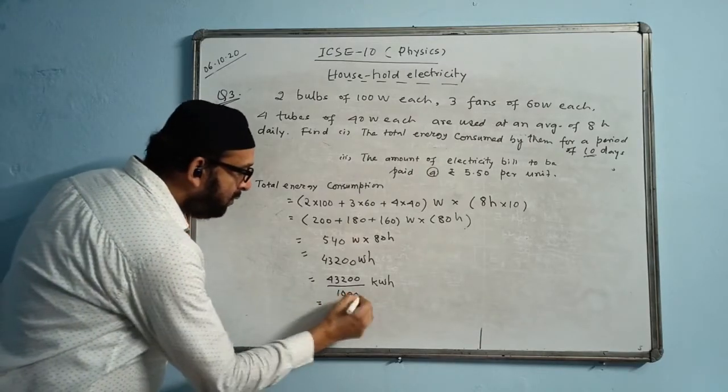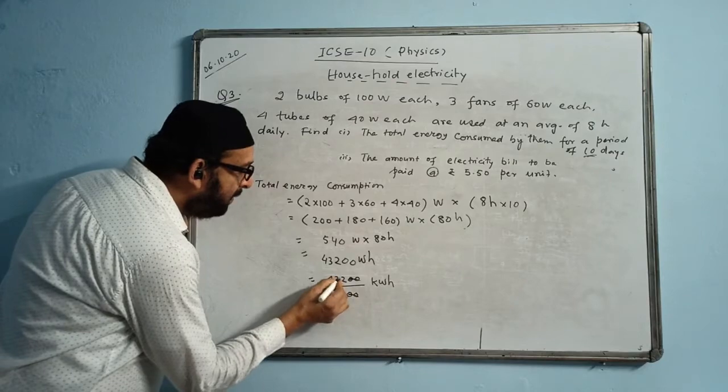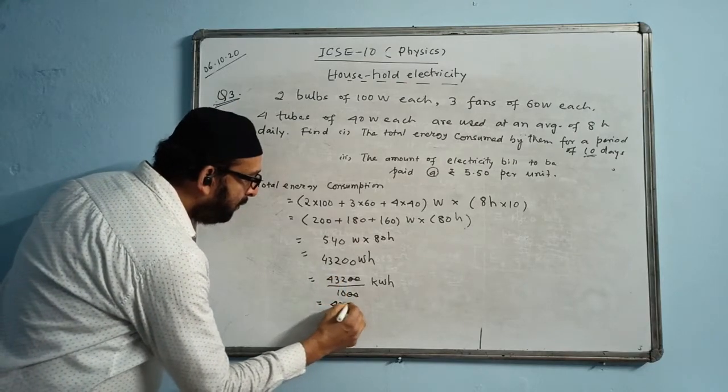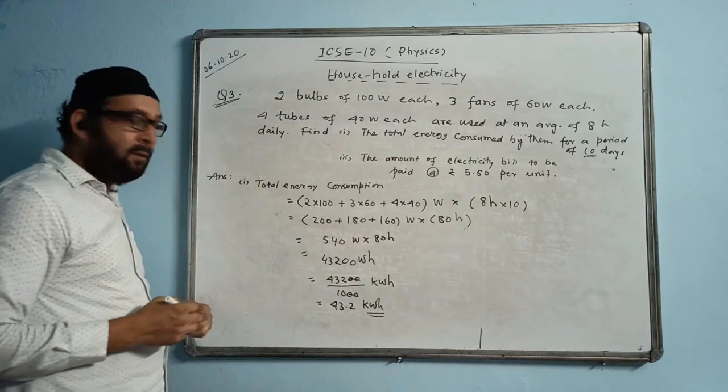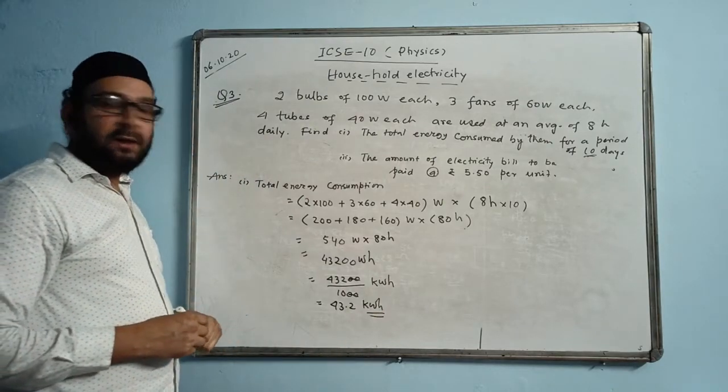Now calculate the answer. 0 and 0 will go, and the decimal will come here. 43.2 kilowatt hour. This is the answer for the first part. This is the total energy consumption.